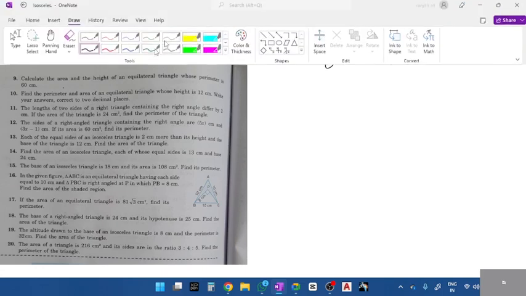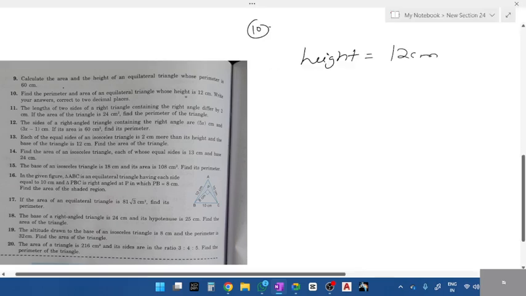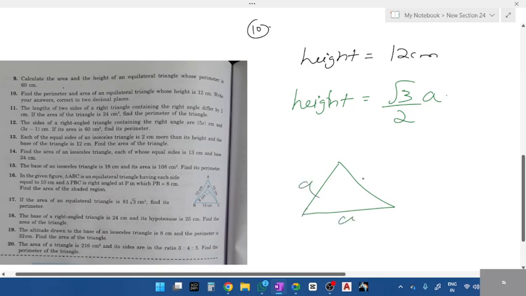So look here, height is equal to 12. Which triangle's height is this? Equilateral. What is the equilateral triangle height formula? Root 3 by 2 into a. What does this a stand for? Once you find the value of a, then we can find perimeter and area, right?